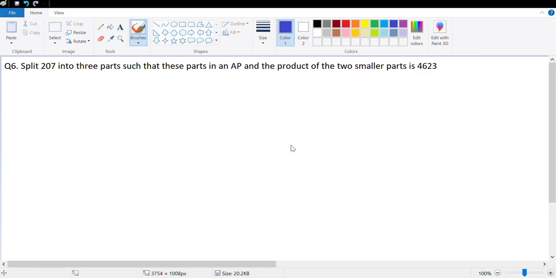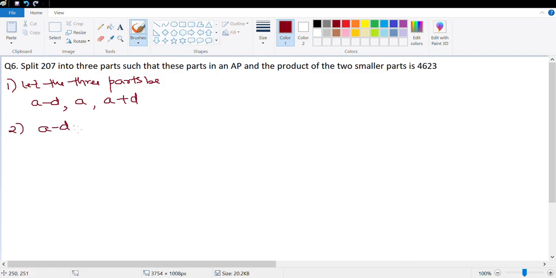The next homework question was question number 6. It says split 207 into 3 parts. So this time there are 3 parts. So let the 3 parts be a minus d, a and a plus d. What's given is that the sum of this is 207. So a minus d plus a plus a plus d.